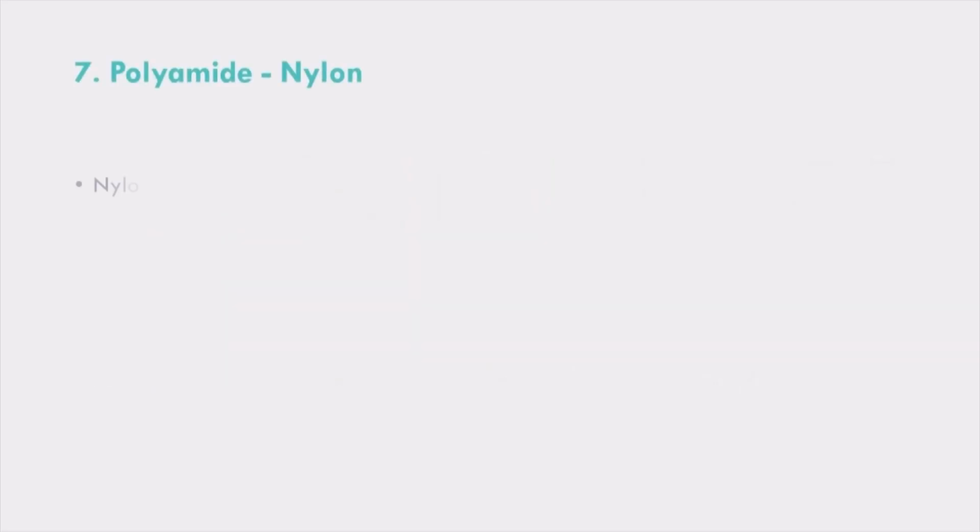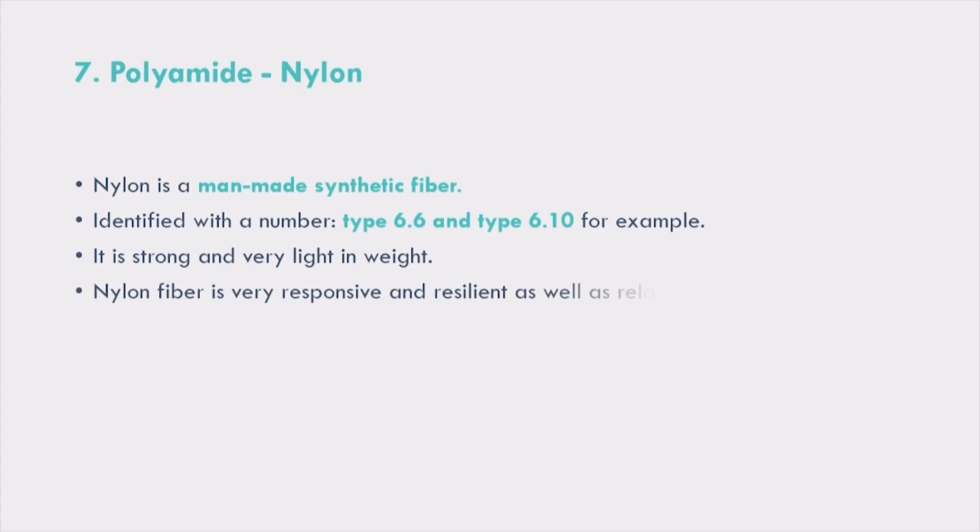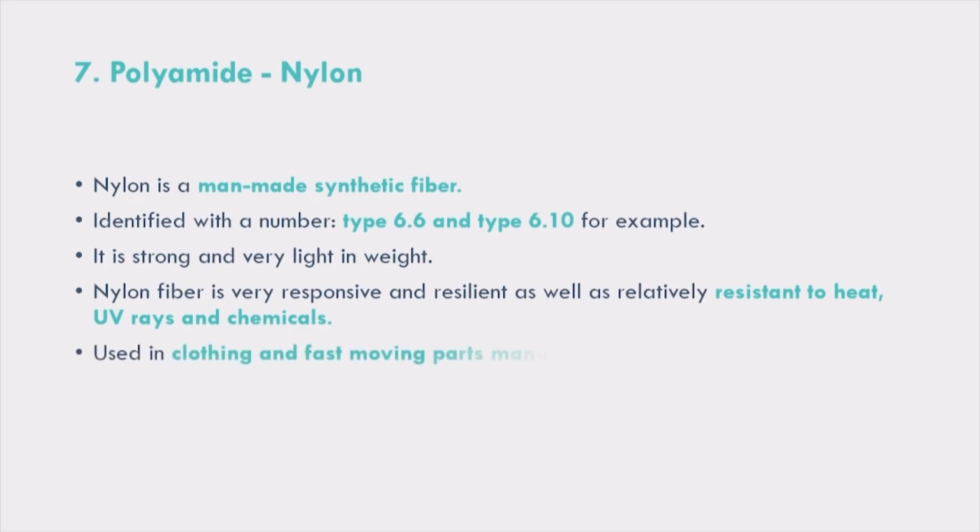Polyamide, nylon. Nylon is a man-made synthetic fiber identified with a number, type 6.6 and type 6.10 for example. It is strong and very light in weight. Nylon fiber is very responsive and resilient as well as relatively resistant to heat, UV rays and chemicals. Used in clothing and fast-moving parts manufacturing like gears and bearings.